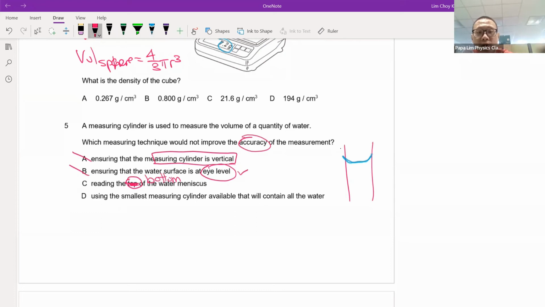The top surface of the water or the liquid. So if you want to read the correct reading, it should be read at the bottom of the meniscus here. Not the top, not the top. Not the top here. So the correct placement of the eye should be at the bottom of the meniscus.